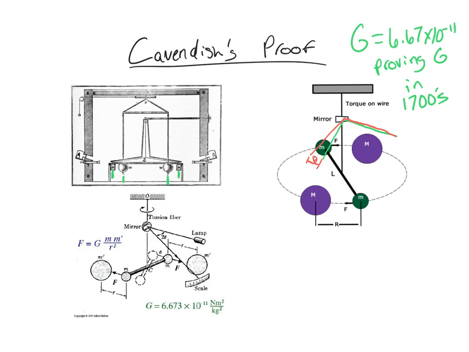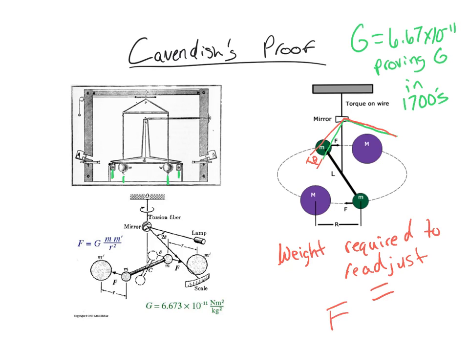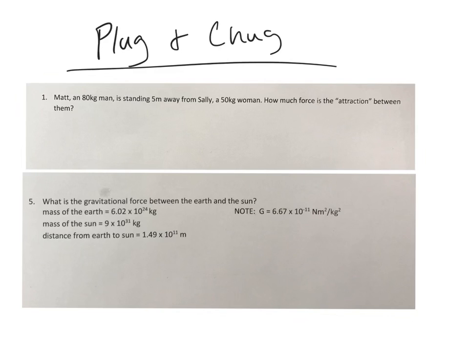The problem on the homework essentially is just they tell you the weight required to readjust, and it is equal to the force of gravity between them. And that's the essence of what you need to do on that problem. Okay, so there are some problems that we have to do with this.